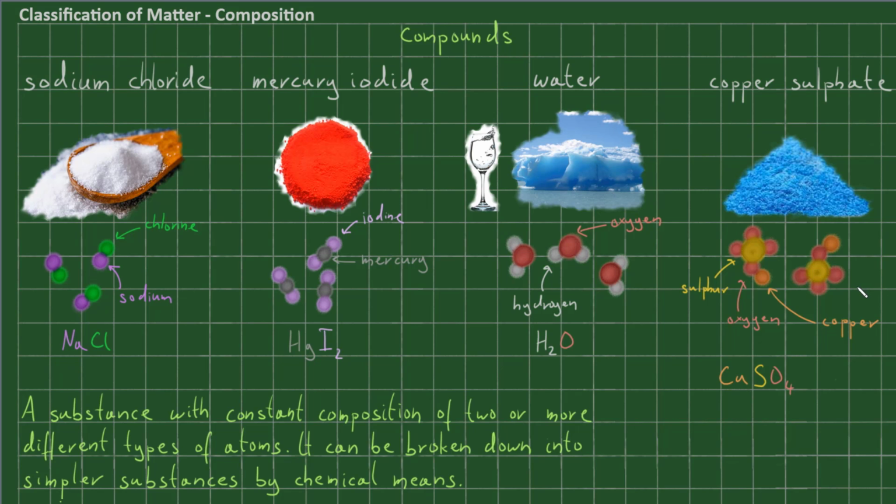Finally, when it comes to compounds, please note that although we can break them down into simpler substances, that is not always easy. So yes, water can be split into hydrogen atoms and oxygen atoms, but it does not mean that it happens easily. Alright, so now let's look at the elements.